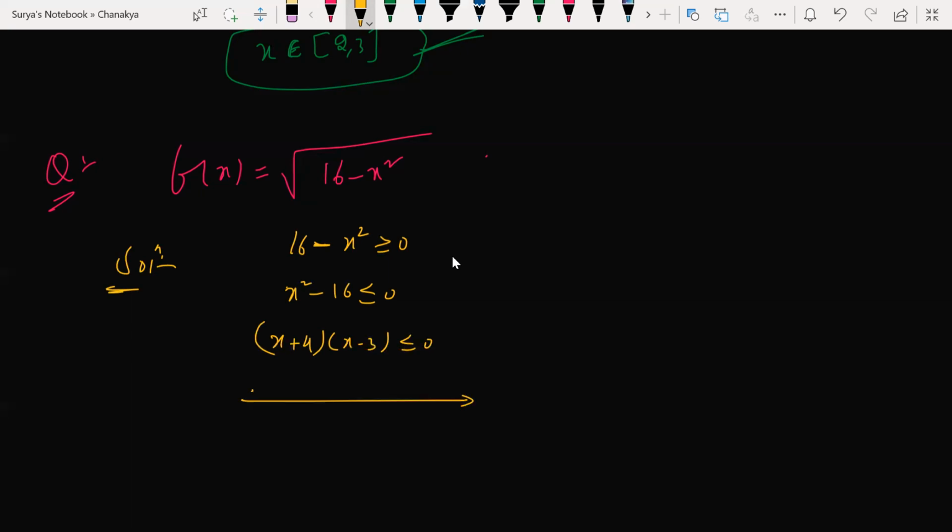Simple, take the wavy curve method. This is minus infinity, plus infinity. This is minus 4, this is 4. Here all the powers are odd. Coefficient of x is positive, so plus, minus, plus. So I need the less than 0 region, so I need this region.